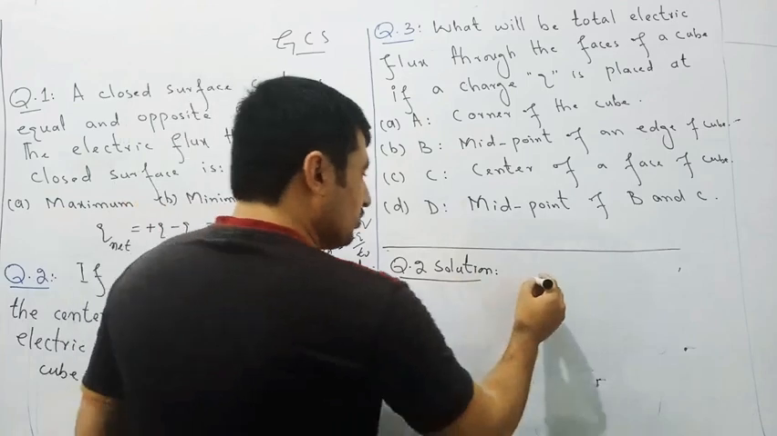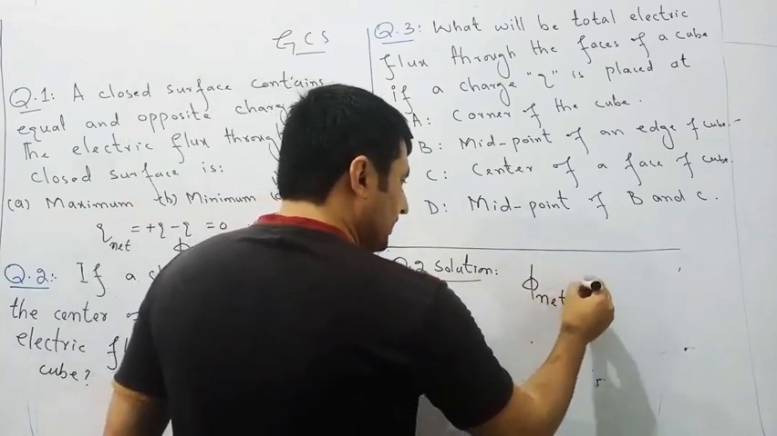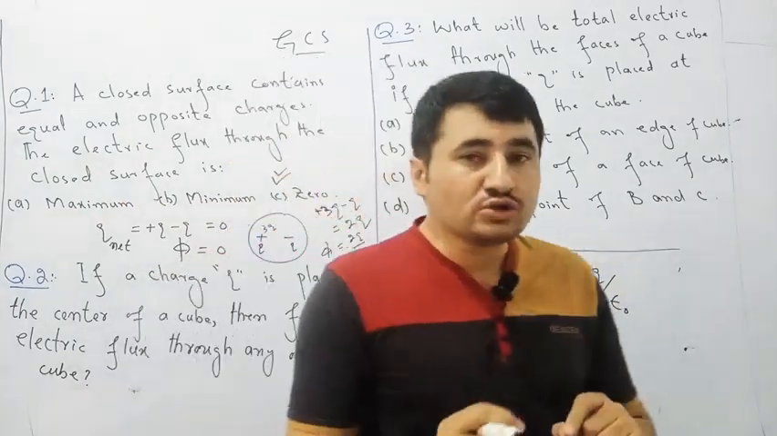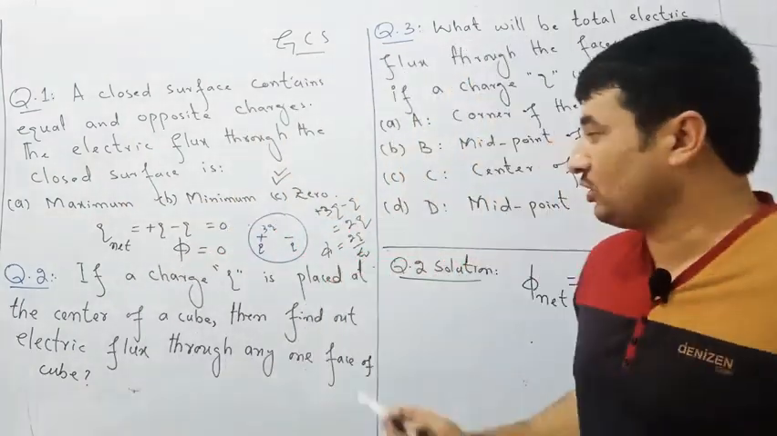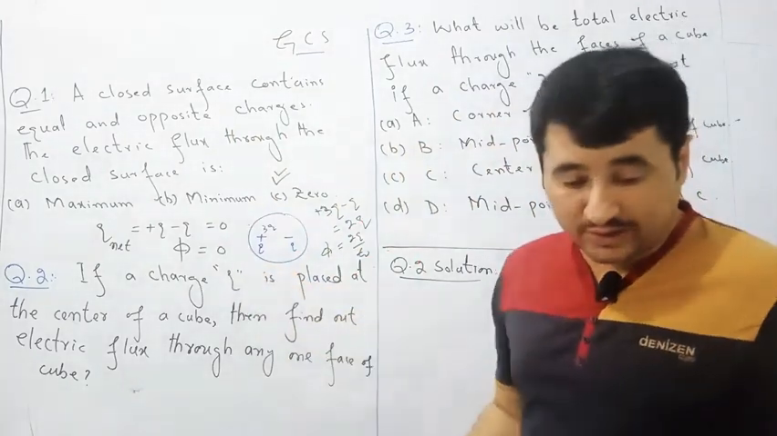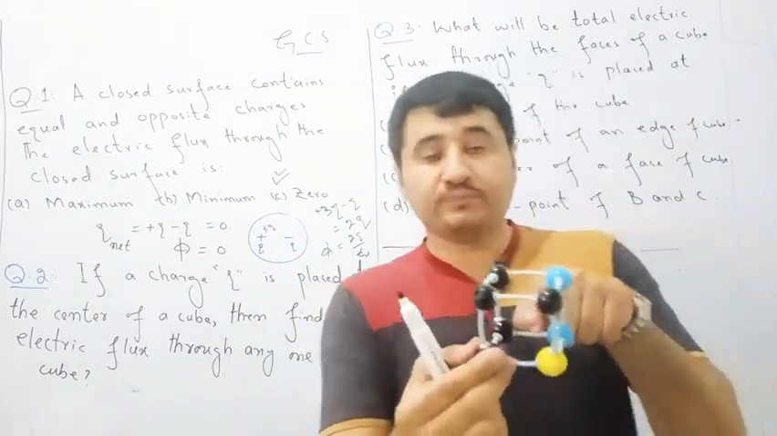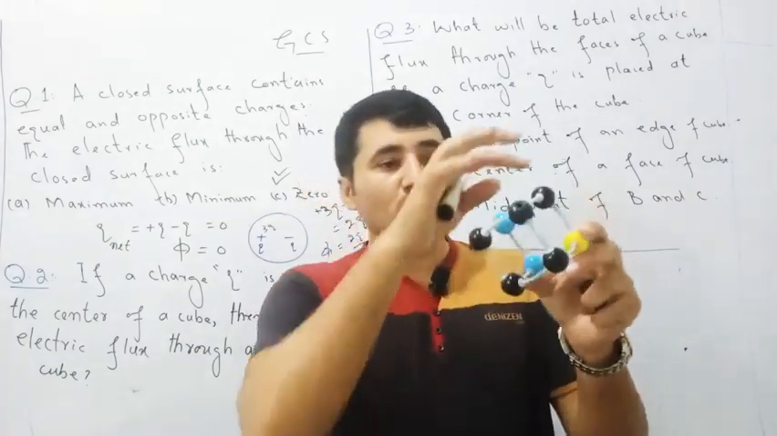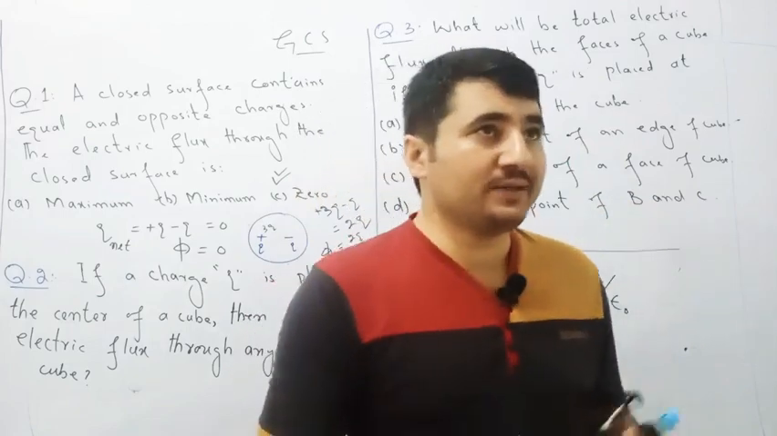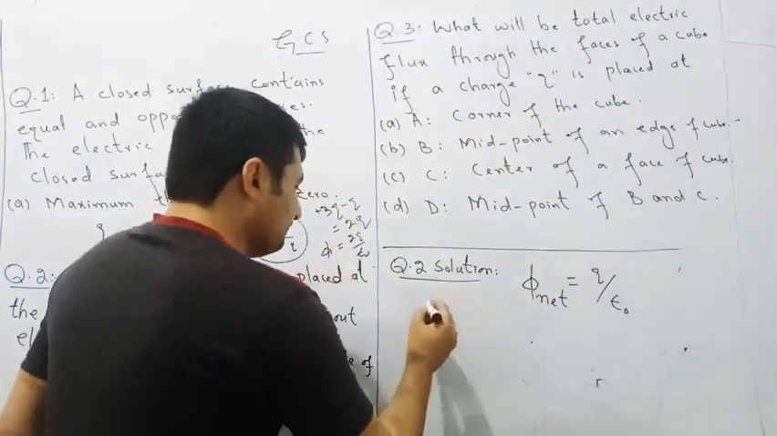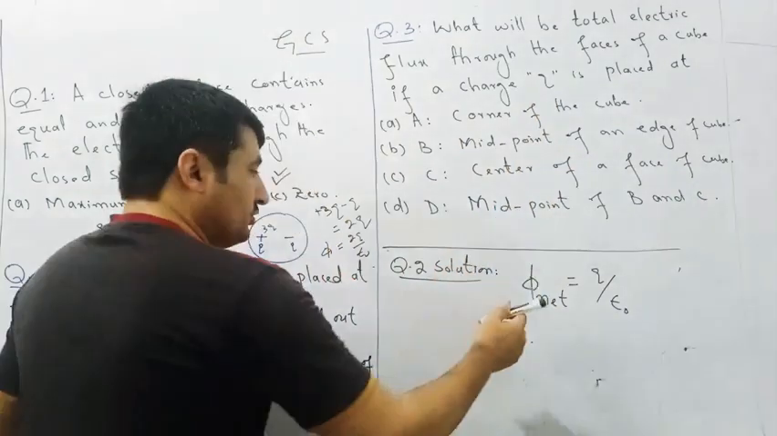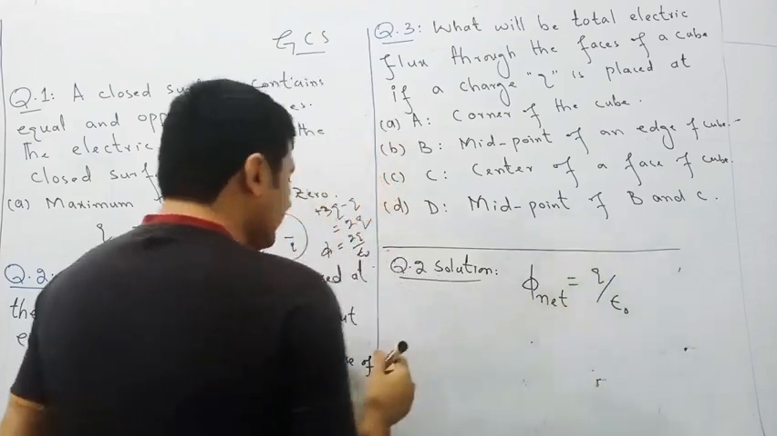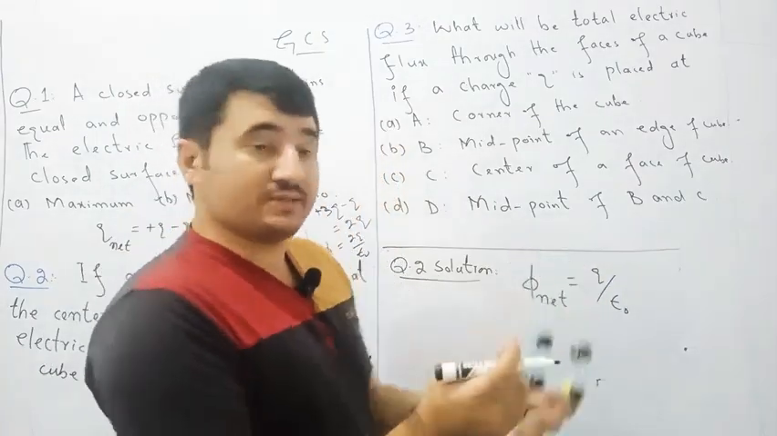We know Gauss's law, the net electric flux is equal to Q by epsilon naught, the total charge enclosed divided by epsilon naught. So the total charge here is Q, and that is at the center of the cube. So the flux is going out through this whole surface, that is in the form of a cube, and the cube has 6 faces. So the net electric flux is Q by epsilon naught.